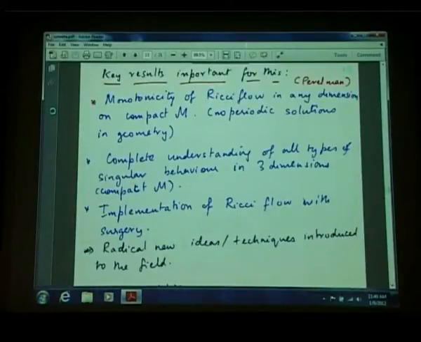And there are many key results of Perelman that were important for these results to happen. One of the most important results was the monotonicity of Ricci flow in any dimension on compact manifolds. Now, why is the monotonicity of Ricci flow important? Monotonicity of Ricci flow means that there are no periodic solutions in geometry.